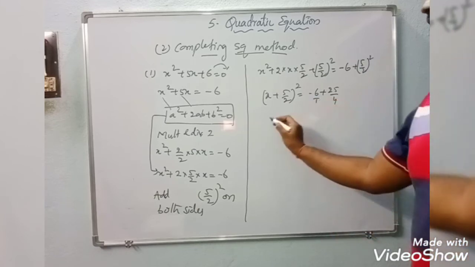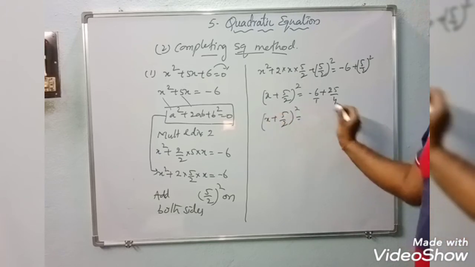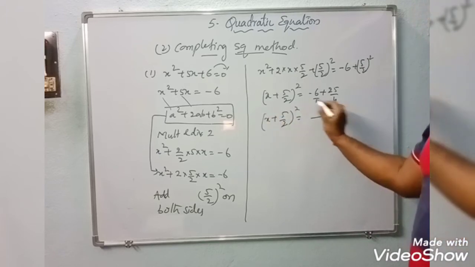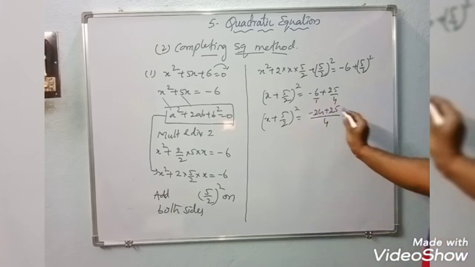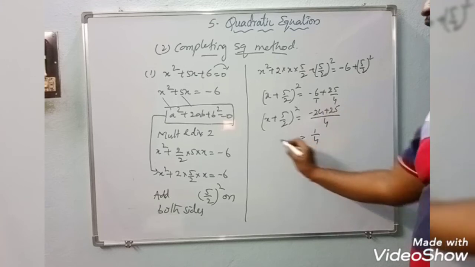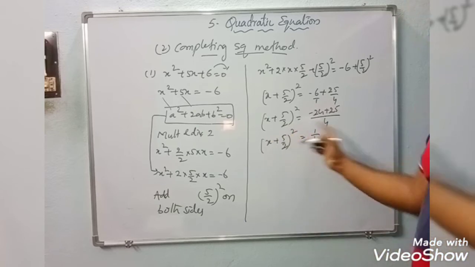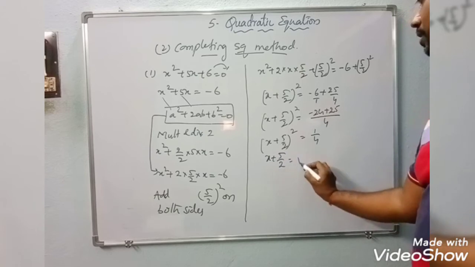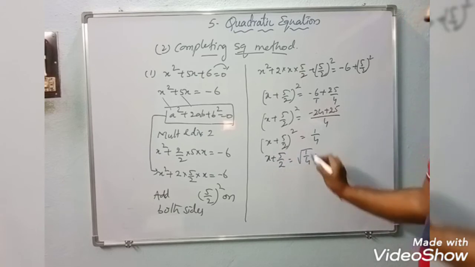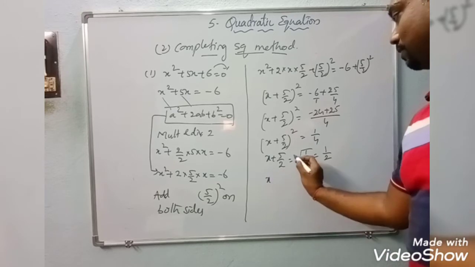Now I am taking the LCM here. I can write (x + 5/2)² = (-24 + 25)/4, where the LCM is 4. Now 25 minus 24 is 1/4. So (x + 5/2)² = 1/4. I am sending the square to the other side, and you will get x + 5/2 = ±√(1/4). The square root of 1/4 I can write as 1/2, because the root of 4 is nothing but 2.